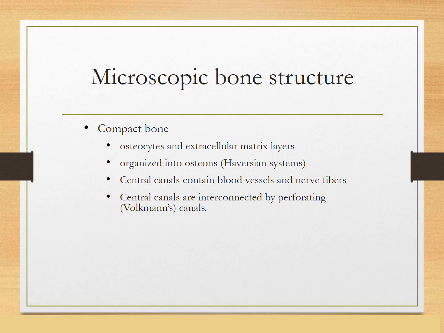So looking at compact bone, there are living osteocytes found in lacunae, surrounded by rings of extracellular matrix. This material is formed into individual modularized units called osteons. The opening in the middle is the central canal, and that contains blood vessels and nerves. The central canals are interconnected together by perforating or Volkmann canals.